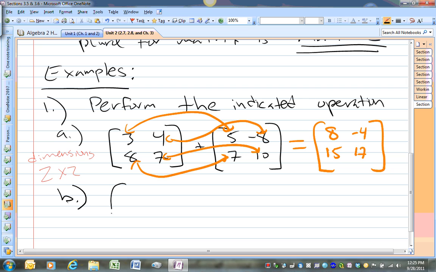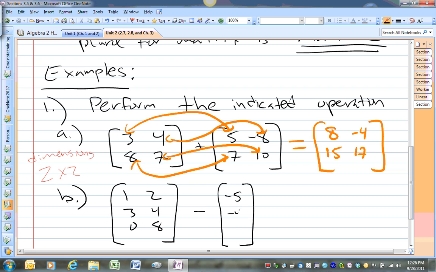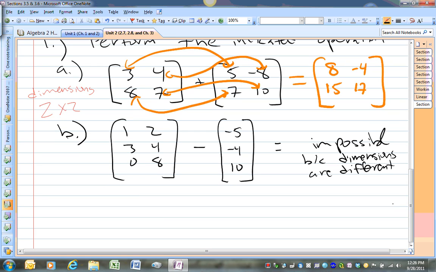Okay, let's try another one. 1, 2, 3, 4, 0, 8, -5, -4, and 10. So what do you guys think about this one? If you said you can't do it, that's very good. And why is it impossible? Because dimensions are different. They don't match up. So in this case we can't do it.